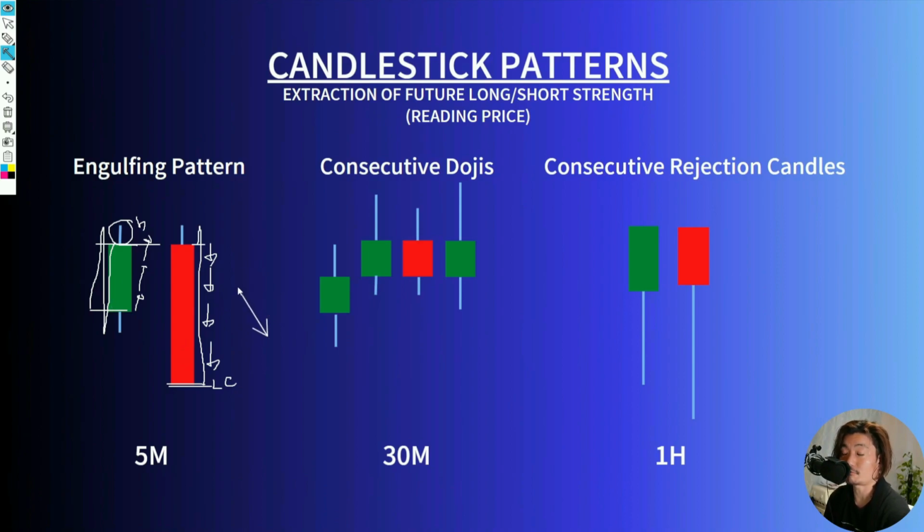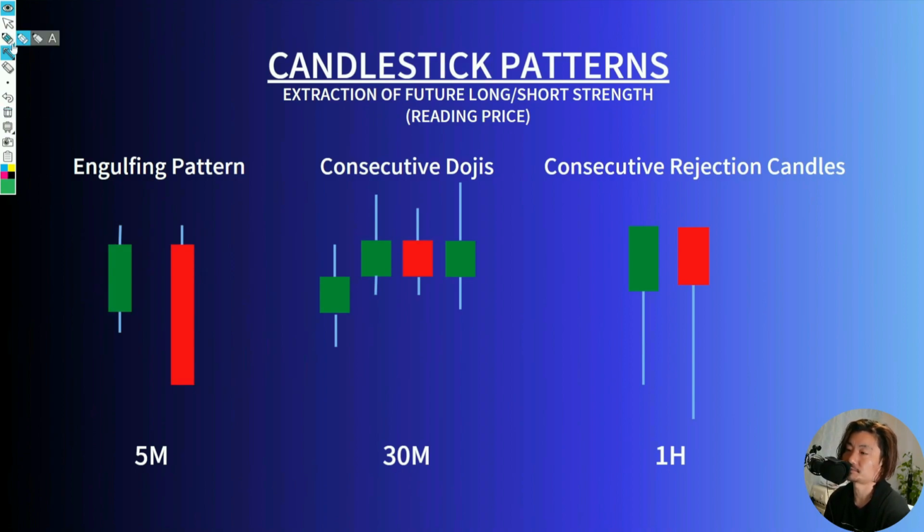And again, if you want future long strength, you want the opposite to be true. You want a small body red candle and a big body green candle combination. This will show future long strength. Now here are the things you want to be looking for in terms of spotting these engulfing patterns.